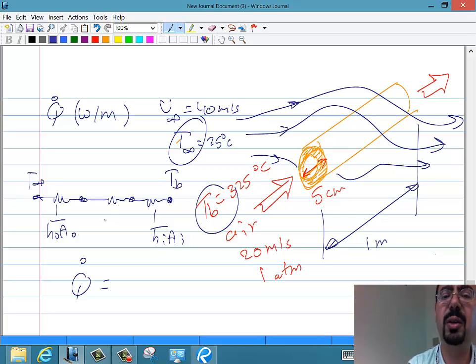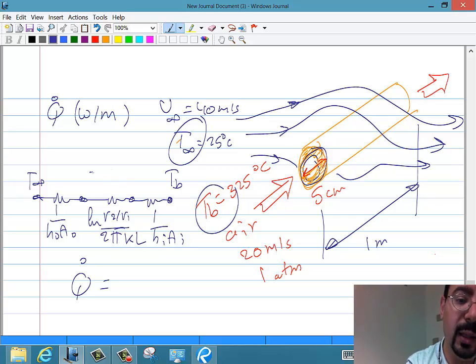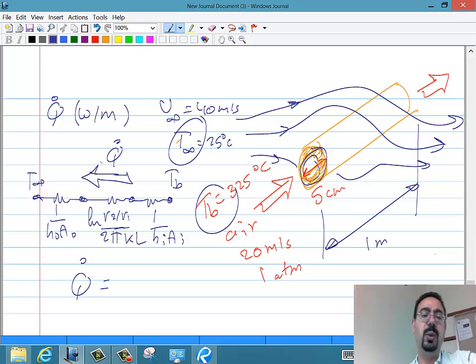Does anyone remember the conduction of a pipe? ln R2 over R1 over 2 pi KL. However, in that problem, right, so that's the cartoon, right? And the Q that we are trying to calculate is the Q that's going to flow like this, from the hot to the cold.